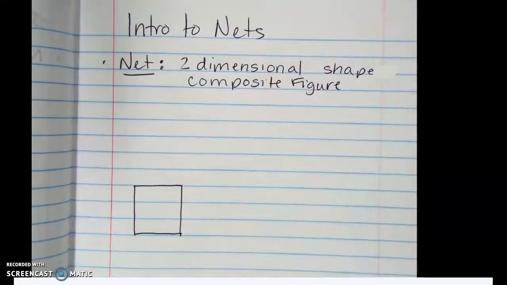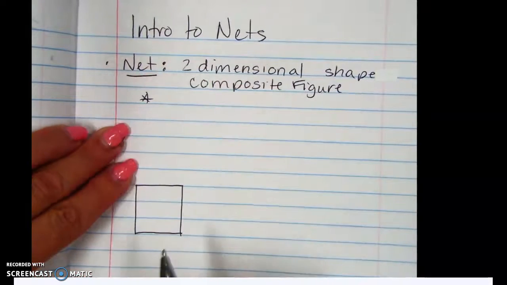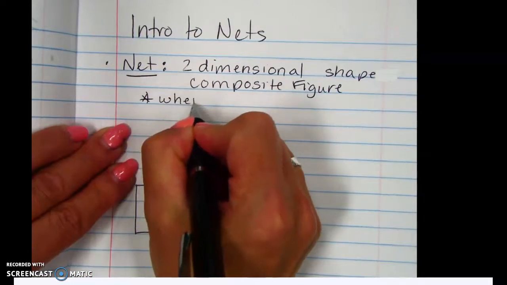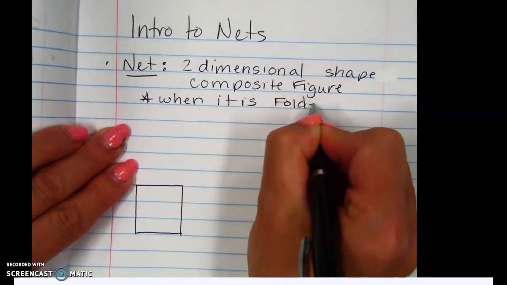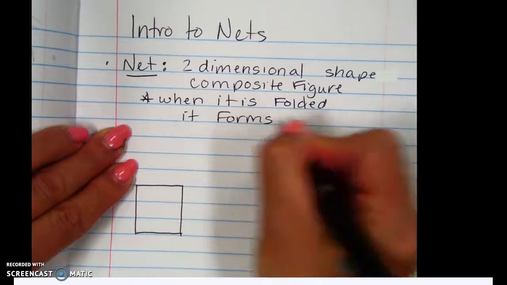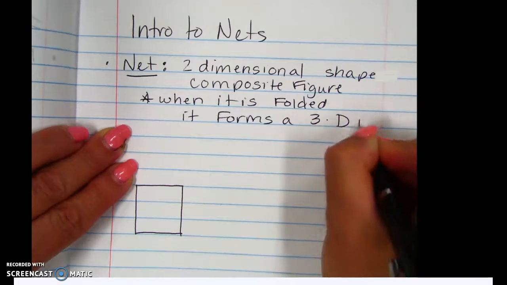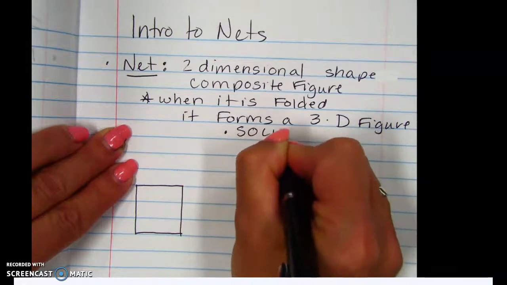Recall what a composite figure was. A composite figure is when two shapes are brought together. It can also be where you take a shape out of another shape. So made up of more than one shape. So one thing that's really important to note about a net is when a net is folded, it forms a 3D figure. What is a 3D figure? We call those solid shapes.